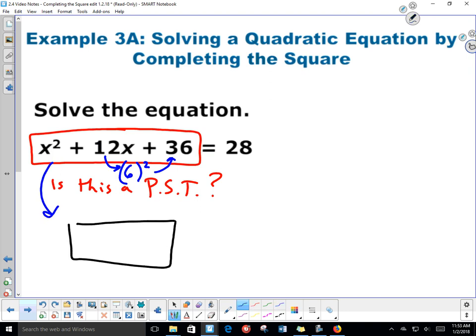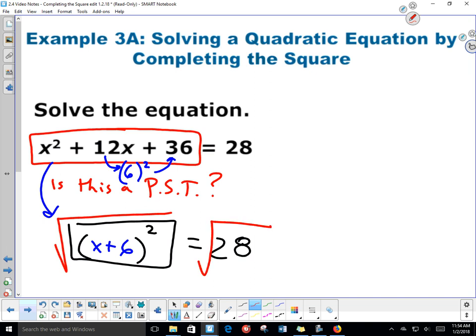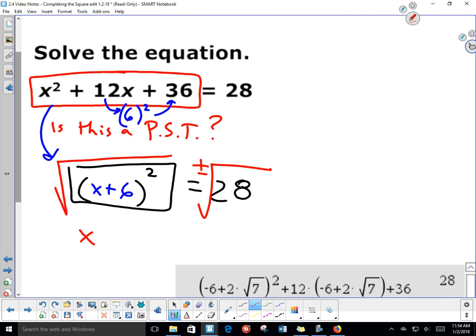So I can rewrite it as a binomial squared equals 28. So x squared plus 12x plus 36 can be rewritten as x plus 6 quantity squared equaling 28. And then to solve this, I would take the square root of both sides. Don't forget that plus or minus. The square rooting and the squaring cancel each other out. So we get x plus 6 equaling plus or minus square root of 28.